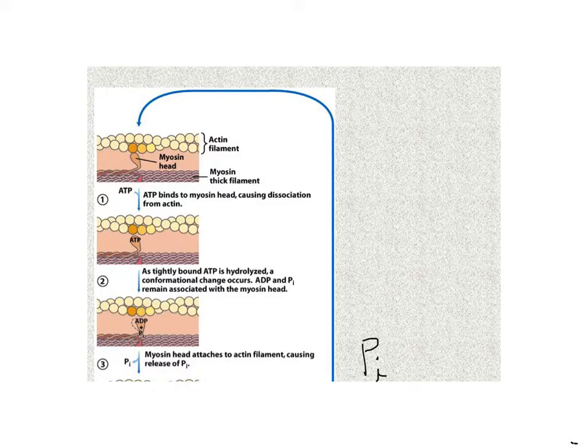Alright, whenever this hydrolysis occurs, it causes a conformational change. And so the myosin head group gets translocated and kind of flips up. Okay? Then the myosin head group is going to attach to the next bead, so to speak, in that chain of pearls. And it's going to release the inorganic phosphate.